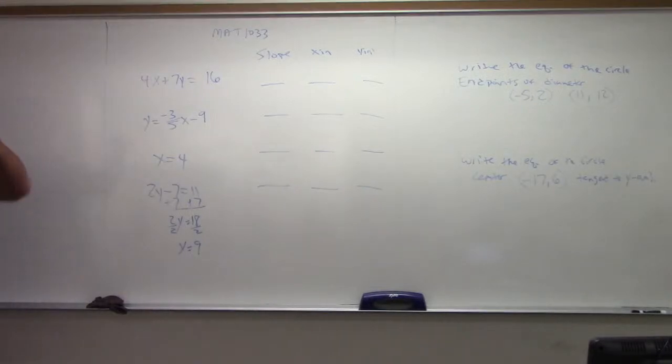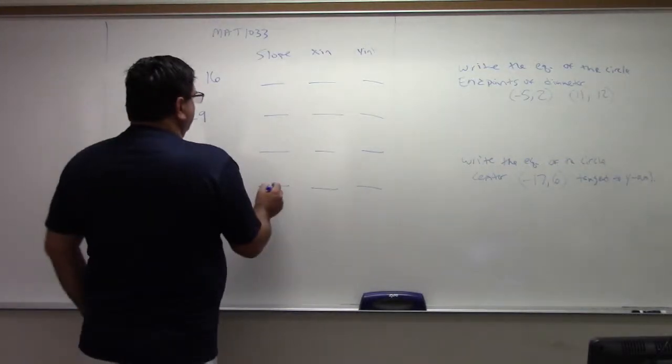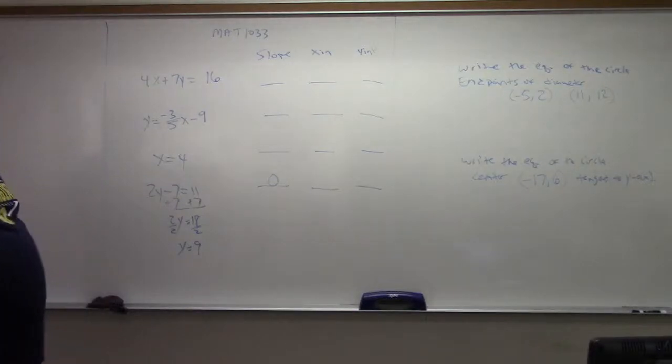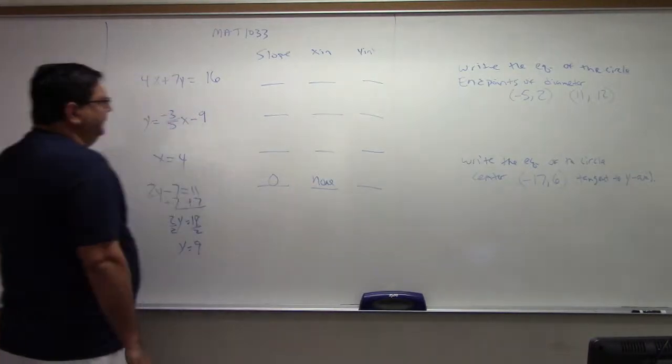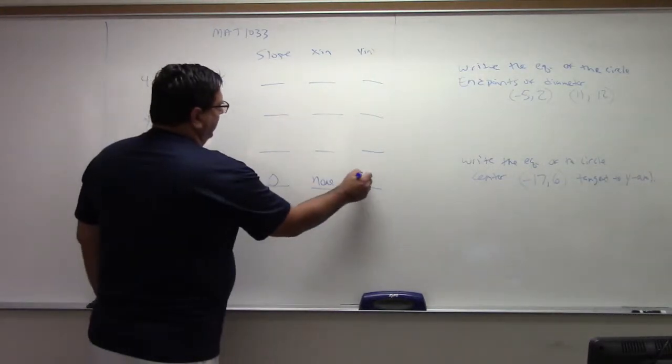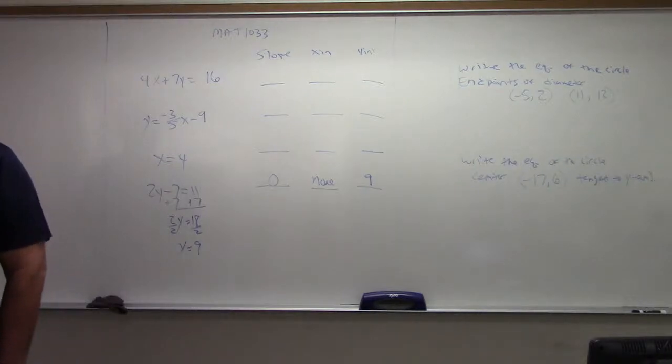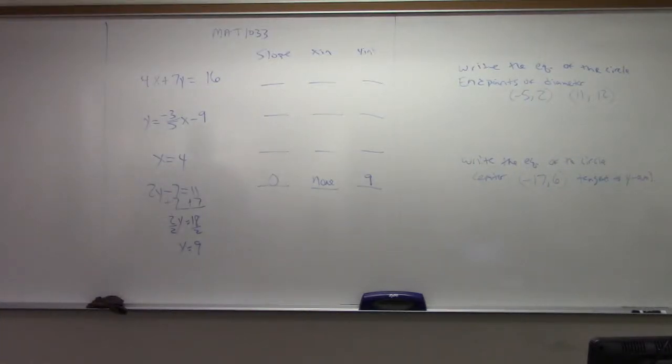Now, y equals 9 is a horizontal line, right? If you spell horizontal, what letter shows up? Well, an H, yes, but what other letter? An O, yes? Spell horizontal and O shows up. The slope of a horizontal line is 0. Now, what is the x-intercept? It's a horizontal line. It does not cross the x-axis, so this is none. What's the y-intercept? It crosses at 9. So the answers are 0, 0, none, and 9.